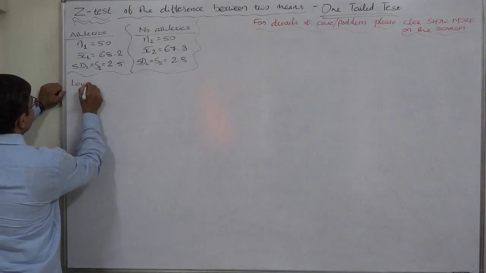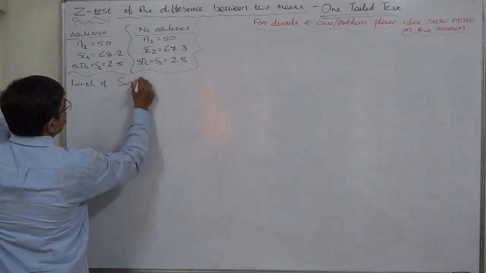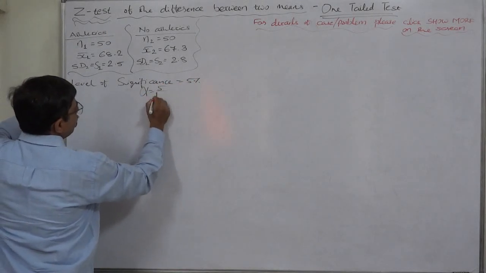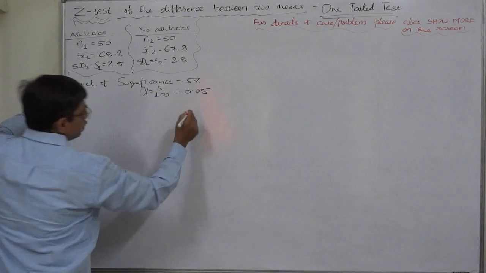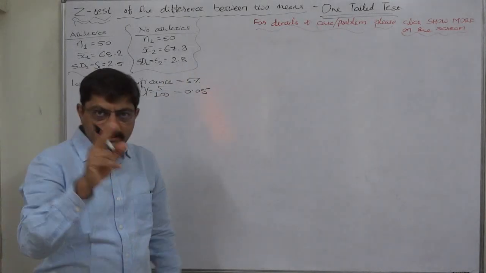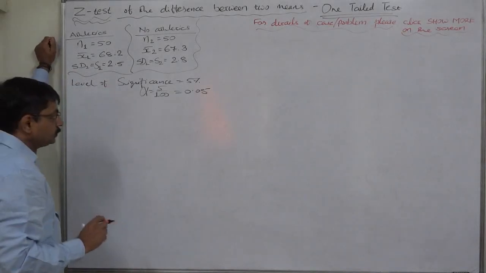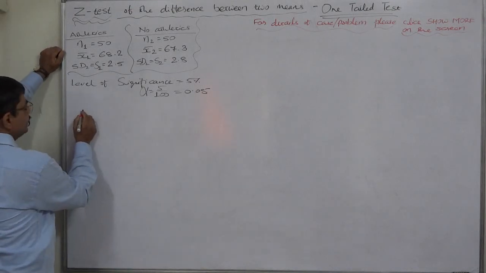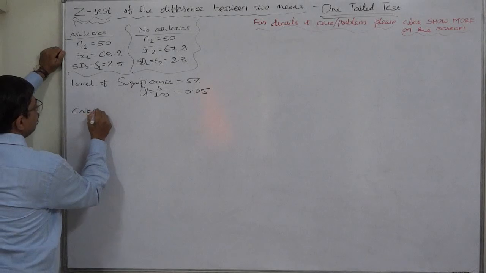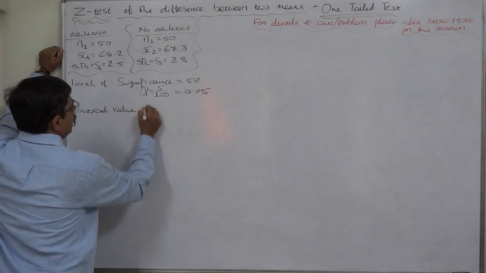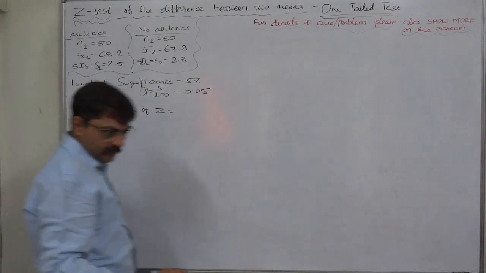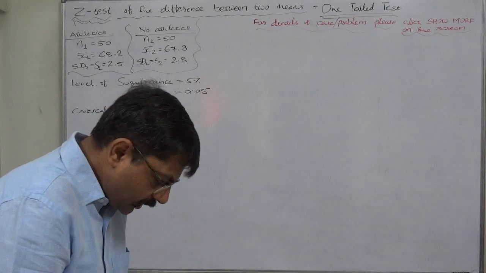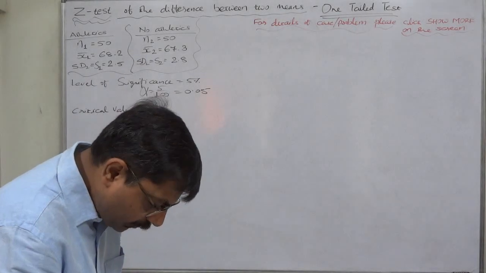Okay, level of significance equals 5%. That means alpha equals 5 by 100 equals 0.05. Since this is a one-tailed test, we should not divide the alpha by 2. Okay. Now, the critical value, since this is one-tailed, critical value of Z will be at 5% level of significance and one-tailed test, column of alpha equals 0.05.